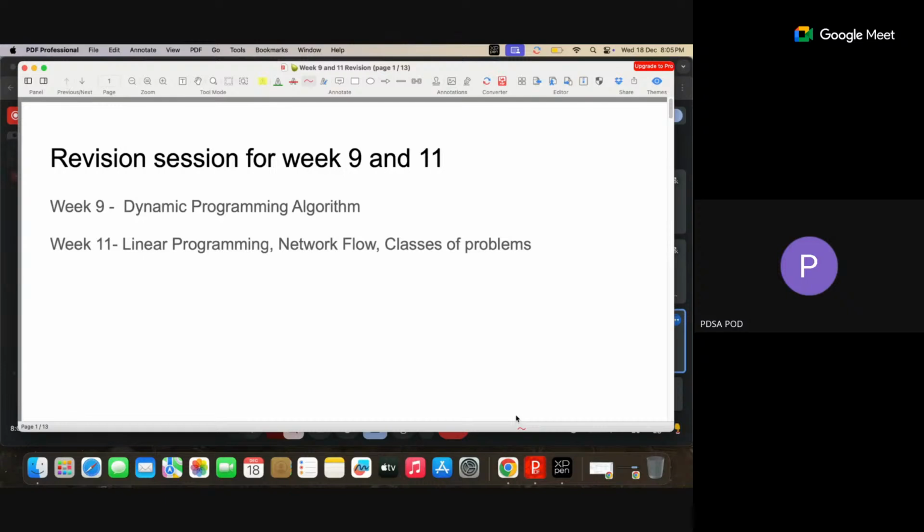So basically, in the first part we are concentrating on week number 9. Week number 9 is completely on DP, dynamic programming. This is one algorithm strategy, like we have divide and conquer and the greedy method. In a similar way, dynamic programming is one approach, one strategy of algorithms. When we go for the dynamic programming strategy, there are some common standard problems.